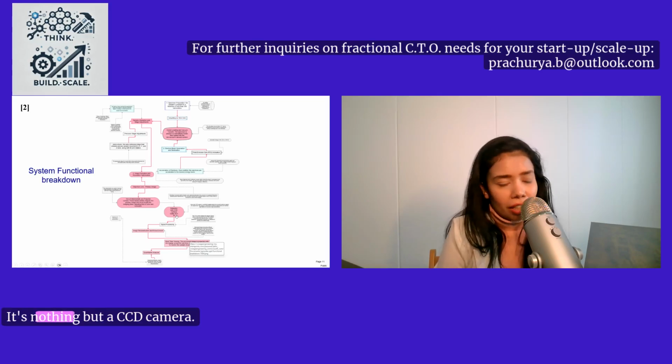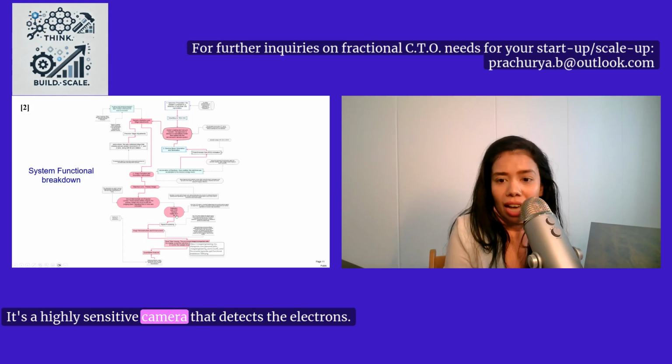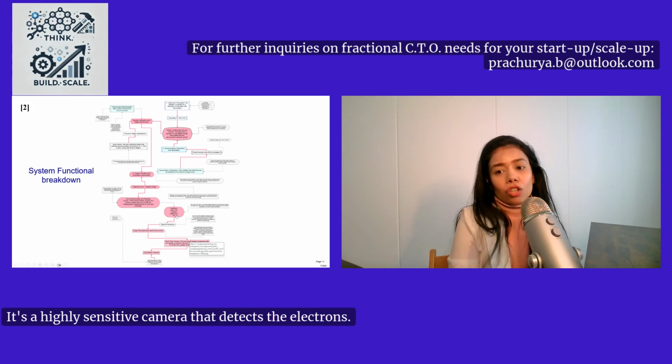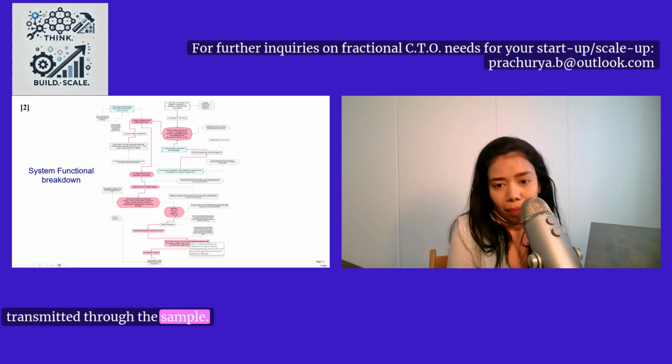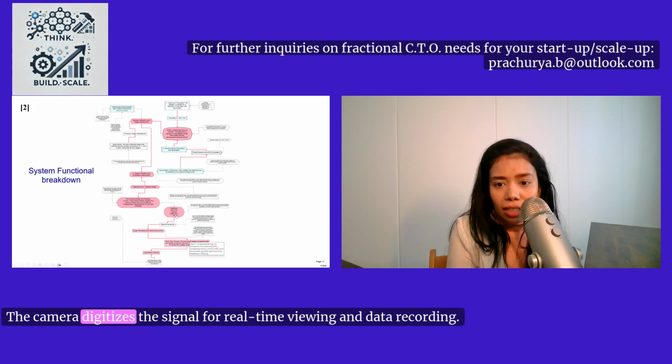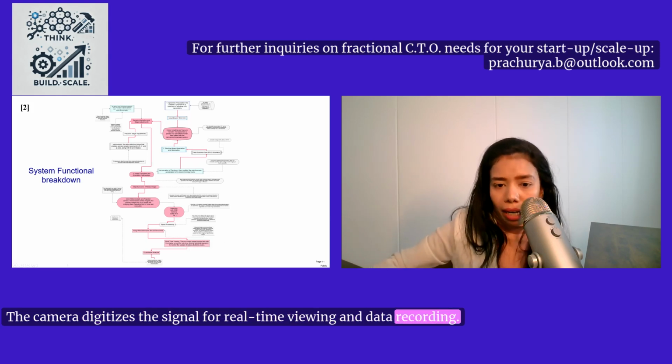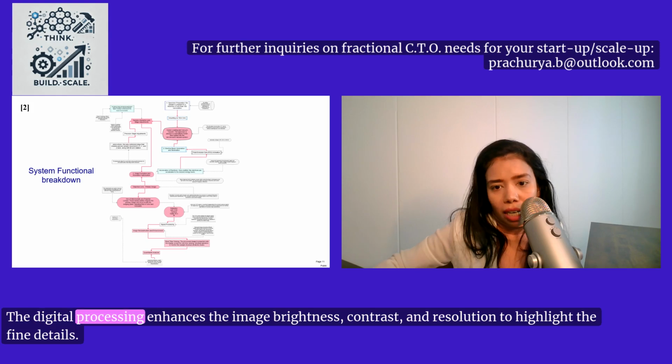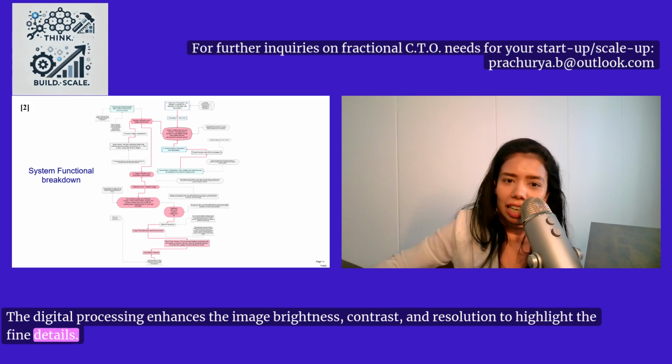What is this? It's nothing but a CCD camera. It's a highly sensitive camera that detects the electrons transmitted through the sample. The camera digitizes the signal for real-time viewing and data recording. The digital processing enhances the image brightness, contrast, and resolution to highlight the fine details.